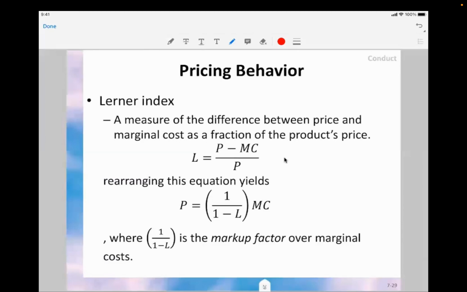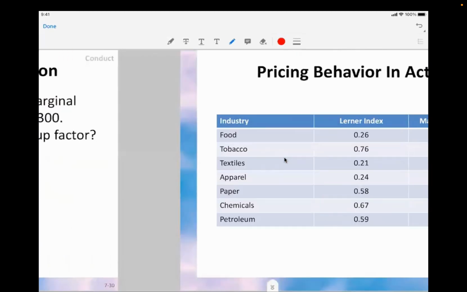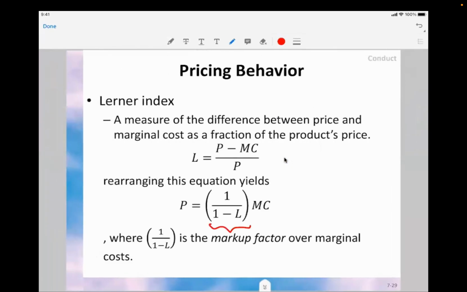What is MC? Again, marginal cost. This is the cost of production, so this is the cost-driven part. What is 1 over (1 minus L)? This is what we call the markup factor. This markup factor is a very important thing for us, because, as we will come back to later, it somehow captures the idea of the market in terms of the elasticity.